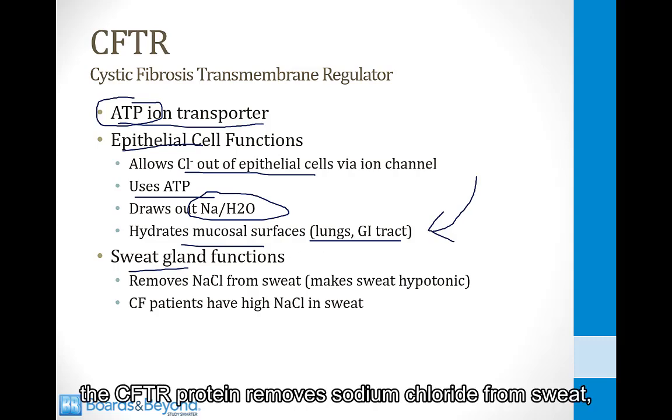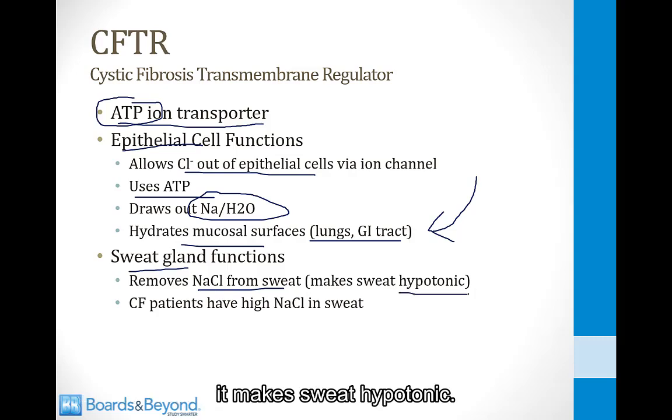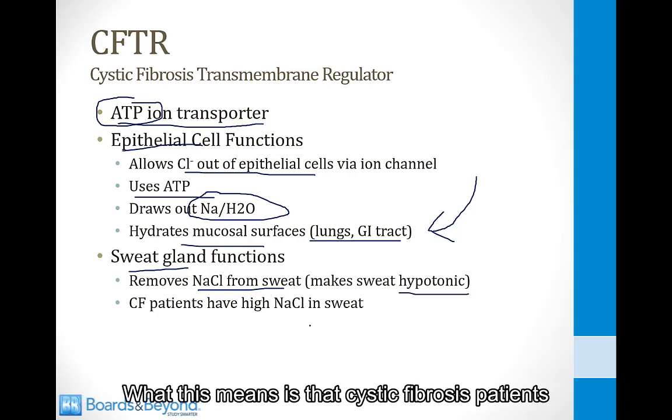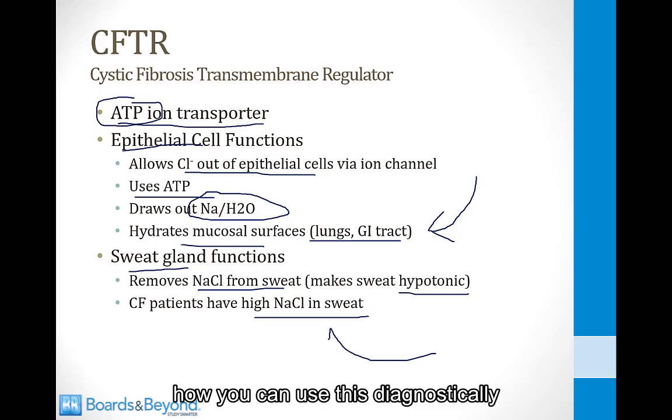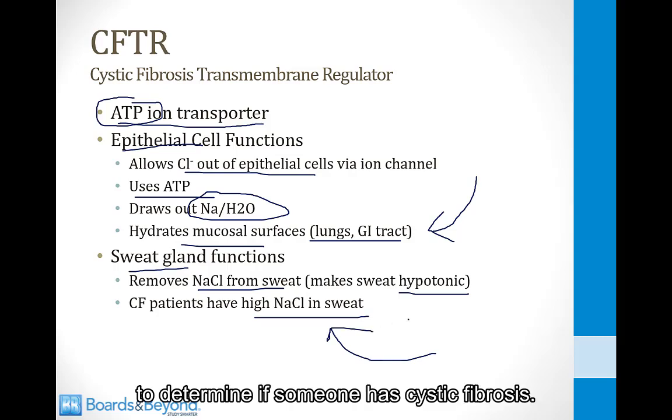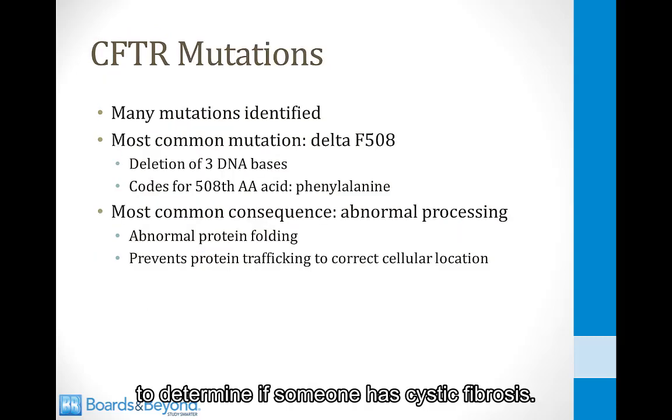In the sweat glands, the CFTR protein removes sodium chloride from sweat. It makes sweat hypotonic. What this means is that cystic fibrosis patients have a high sodium chloride content in sweat, and we'll talk later about how you can use this diagnostically to determine if someone has cystic fibrosis. So that's the protein, but now let's talk about the gene mutations.